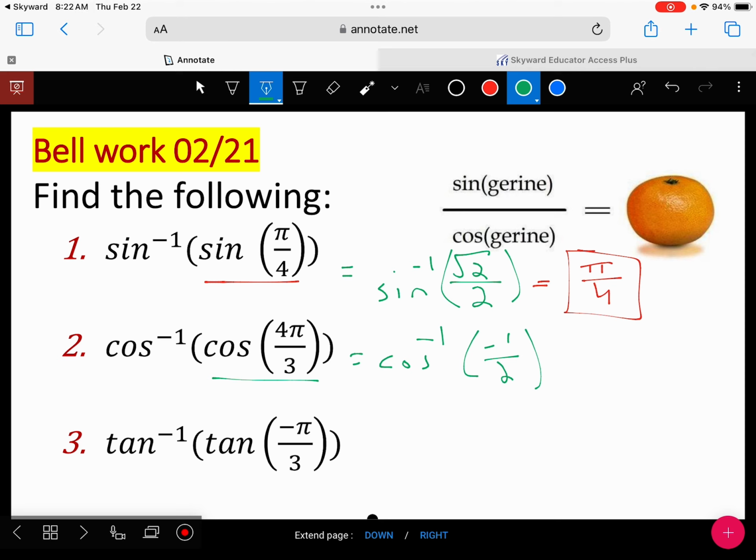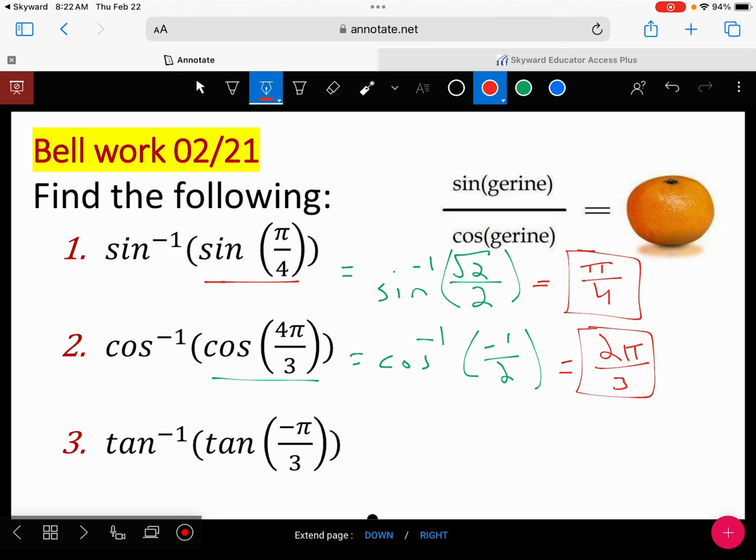From here, inverse cosine of negative 1/2. Inverse cosine, quadrants 1 and 2 or 1 and 4? 1 and 2, yeah. So we have to look at the top half of our unit circle and see where is our x-coordinate, because it's cosine. Where is our x-coordinate equal to negative 1/2? 2 pi over 3. Yep, 2 pi over 3.